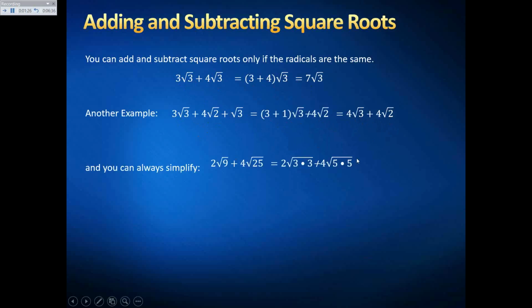You can always simplify. 2 times the square root of 9 plus 4 times the square root of 5. So if we simplified this, it would be 2 times the square root of 3 times 3 plus, then we're going to break this one up, 4 times the square root of 5 times 5. That would give us 2 times 3 right here, plus 4 times 5. And of course that would be 6 plus 20, which would be 26.